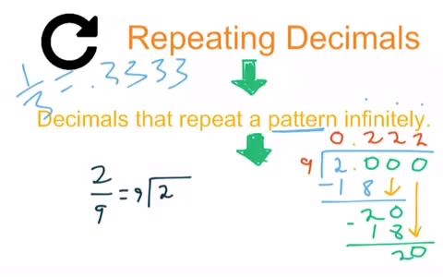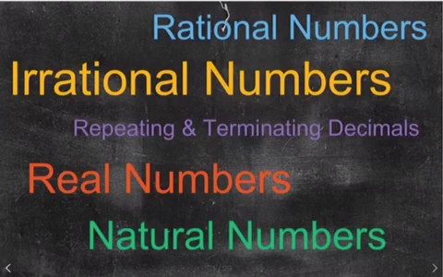Those are repeating decimals. So the question then is, well, is a repeating decimal an irrational number? Any thoughts on that? I'll let you ponder that a little bit, but we've gone through rational numbers, irrational numbers, repeating and terminating decimals, real numbers, and then natural numbers. So hopefully you got some good information on this, and make sure you keep this in your notes page for future reference.